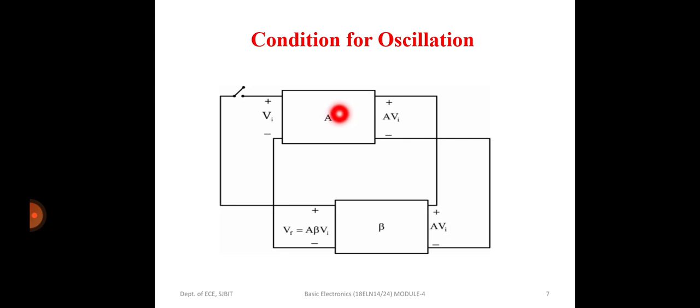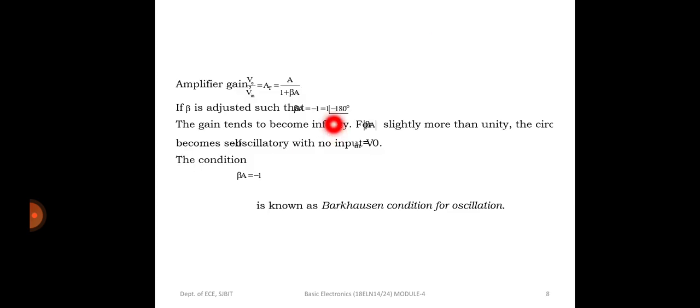The product of amplifier gain A and attenuation beta of the feedback network is referred to as loop gain. Okay, so we call that the loop gain. The amplifier gain V naught by V in equals Af, A by 1 plus beta A. If beta is adjusted such that the loop gain is minus 180 degrees or slightly more than unity, the circuit becomes self-oscillatory with no input V in.